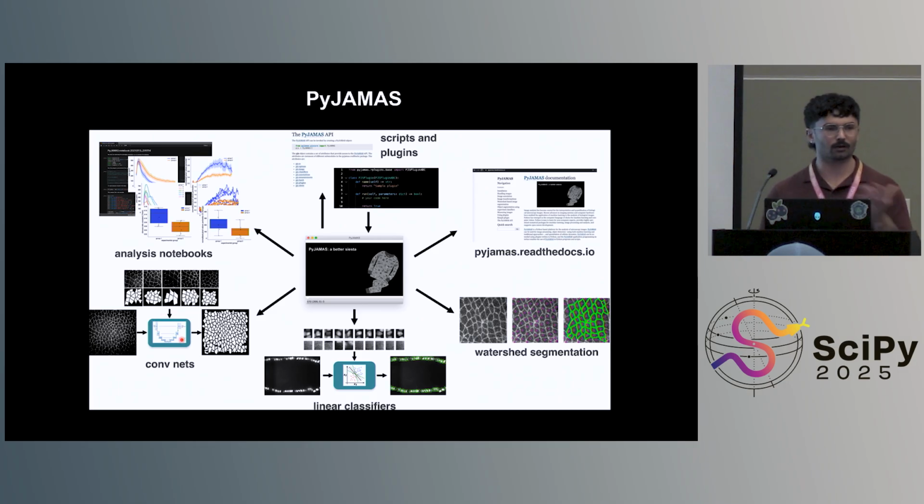You can apply convolutional neural nets like UNets or ReSCU-Nets entirely through the graphic user interface. There are other segmentation approaches such as linear classifiers and watershed. And maybe for this audience, we also have a plugin system, so it's really easy to go from Python code and create a plugin for PyJAMAS and create your own image processing tools and pipelines in the PyJAMAS software.